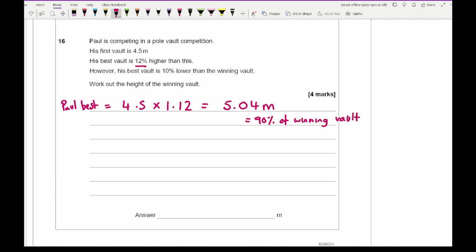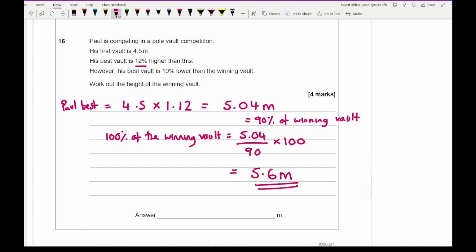So then to work out 100% of the winning vault, all I need to do is do 5.04, divide that by 90 so it tells me what 1% is, and then multiply that by 100 so I can work out what 100% is, and I get a final answer of 5.6 meters. Alternately, you could have just done 5.04 divided by 0.9 if you're familiar with reverse percentages, in which you'll still get the same answer.